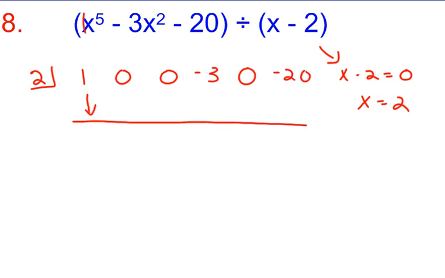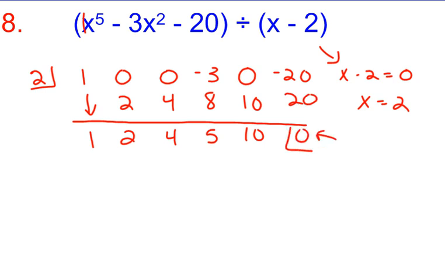So as I go through my synthetic division, which hopefully is making a little more sense to you now, I bring down the 1. 1 times 2 is 2. Add the column. 2 times 2 is 4. Add to get 4. 4 times 2 is 8. I add to get 5. 5 times 2 is 10. And I add. Oops, to keep going one more time, sorry. 10 times 2 is 20. And then I add to get my remainder of 0. So this one divided evenly.